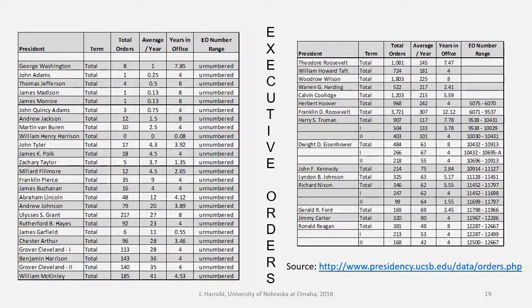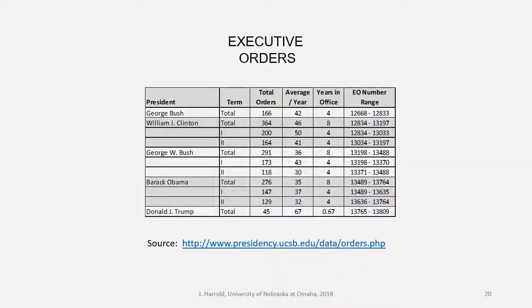Franklin Roosevelt, of course, signed 3,700 executive orders. Will anyone top that? Probably not. We don't know. But you can see that executive orders became in vogue much more in the late 20th century and now in the early 21st century. And here's the number of executive orders that were signed by George Bush, Bill Clinton, George Bush Jr., Barack Obama, and Donald Trump.